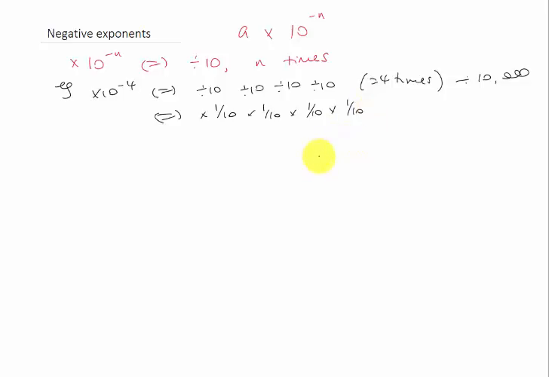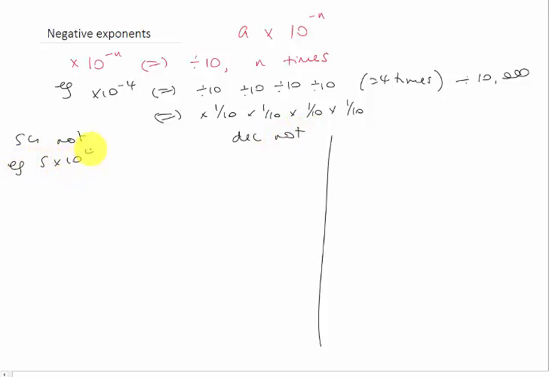Alright, so let's do some examples as before. So we're going again between scientific notation and decimal notation. So for example, here's our one from before, so 5 times 10 to the 4. So that's 5 times 10 times 10 times 10 times 10, or 50,000.